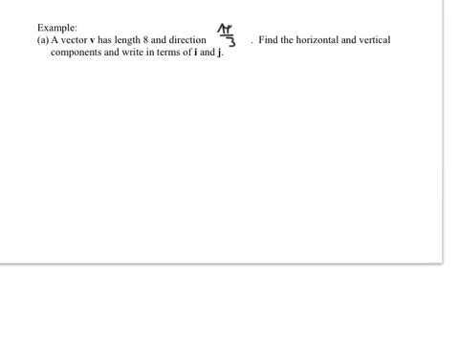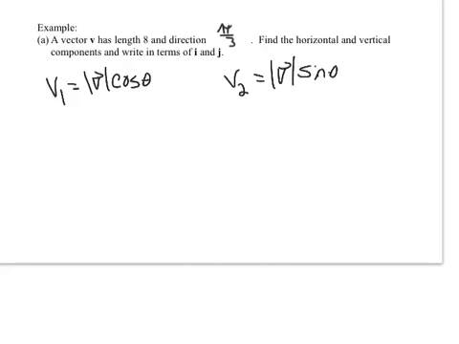So here's an example. If vector v has a length 8 and a direction of pi over 3, we want to find the horizontal and vertical components and write them in terms of i and j. Based on our formula, we know that v1 is going to be the magnitude times the cosine of theta, and v2 is going to be the magnitude times the sine of theta. So v1 is going to be 8 cosine of pi over 3, and v2 is going to be 8 times the sine of pi over 3.